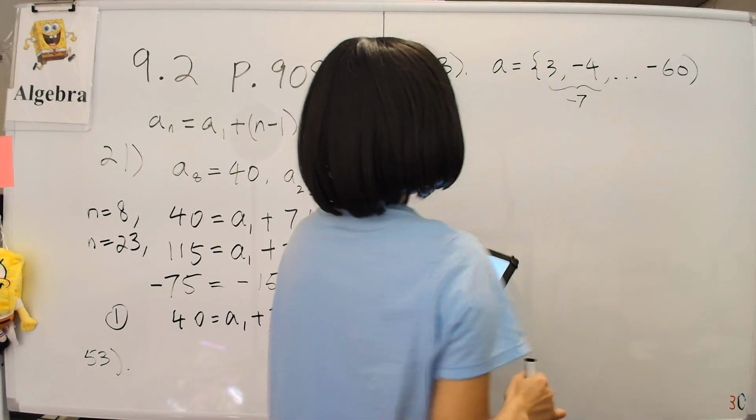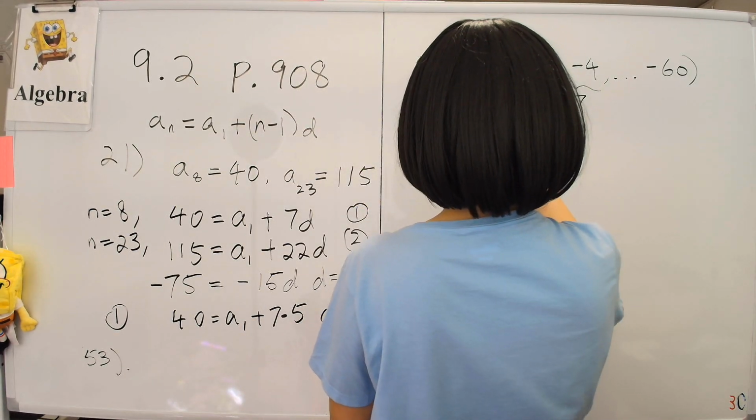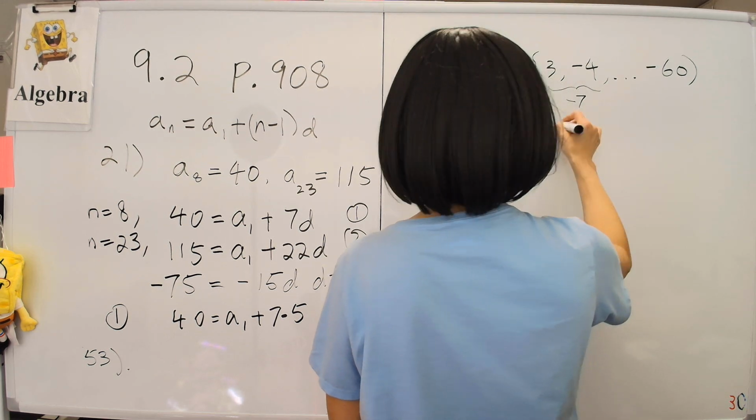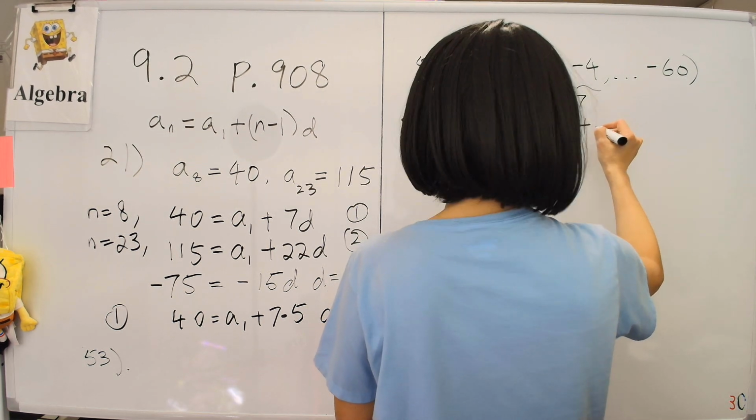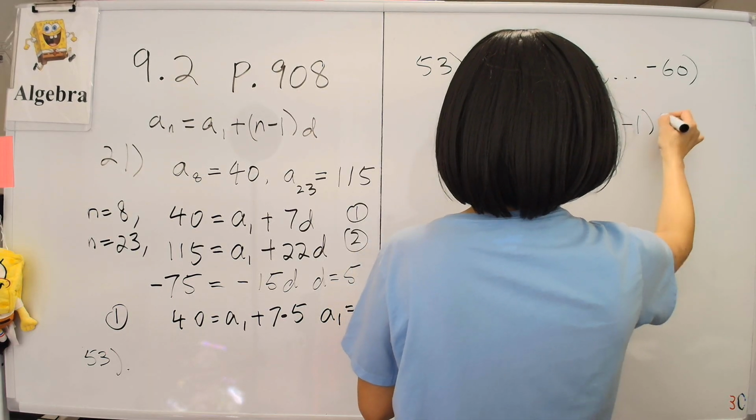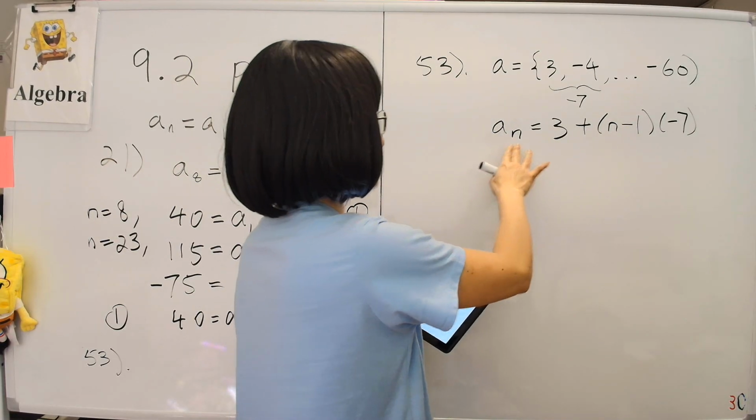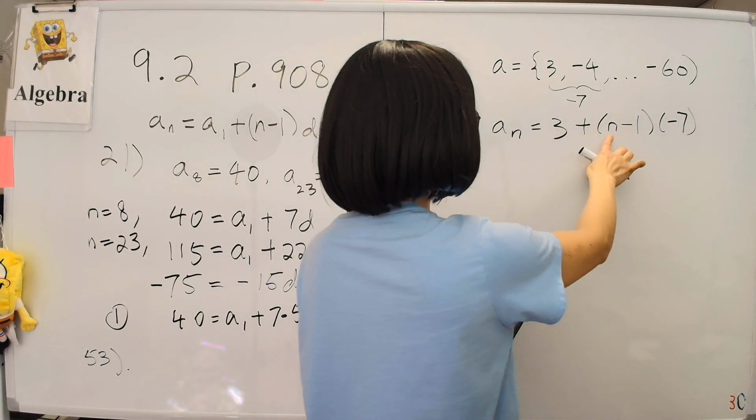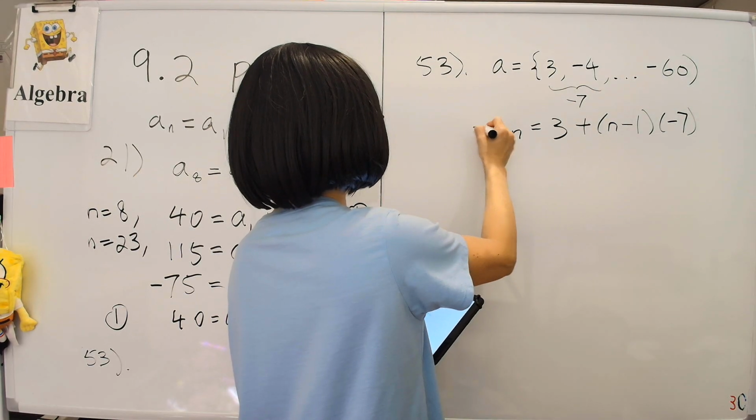So let's follow this formula right here. The formula says an equals a1, which is 3, plus n minus 1 times negative 7. That is our formula. Specifically, now we're trying to find out what value n is when an equals negative 60. So we'll write this over here.